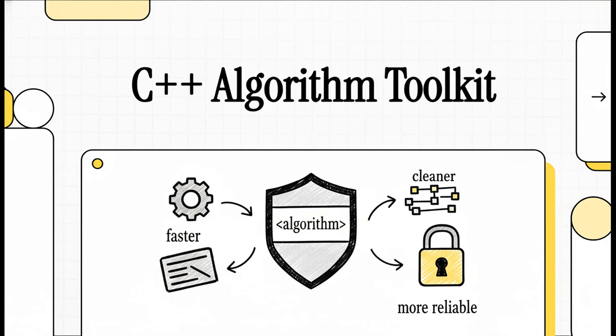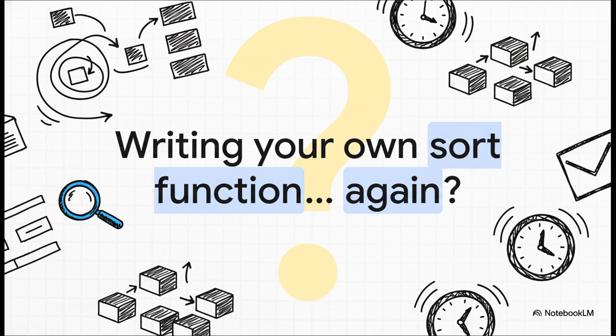Hey everyone, if you're writing C++, you already know it's a super powerful language. But today, we're going to talk about one of its sharpest tools, the algorithm header. Honestly, you can think of it as a secret weapon for writing code that's not just cleaner, but way faster and more reliable.